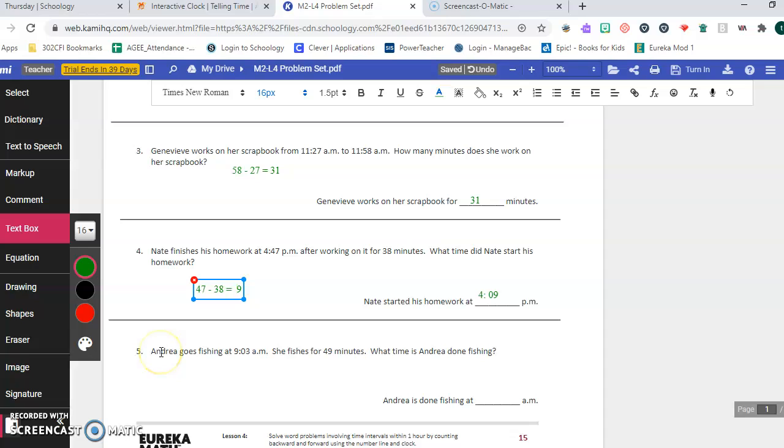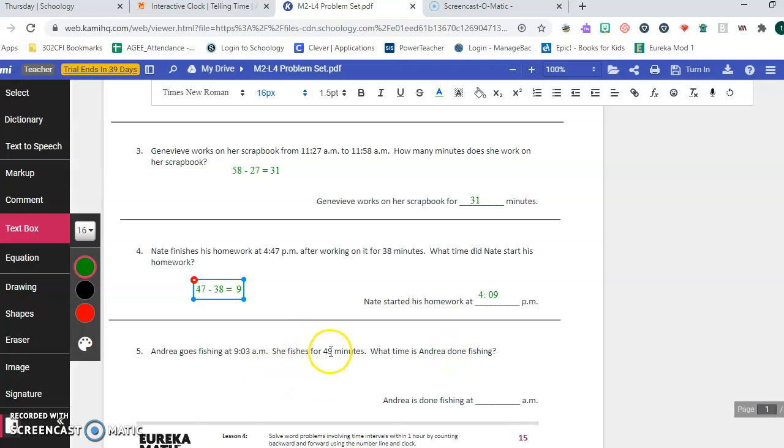Moving on, we've got number 5: Andrea goes fishing at 9:03 a.m. Okay, that sounds like our start time. She fishes for 49 minutes. Okay, so that's the duration or the elapsed time. That's how much time passes. What time is Andrea done fishing?